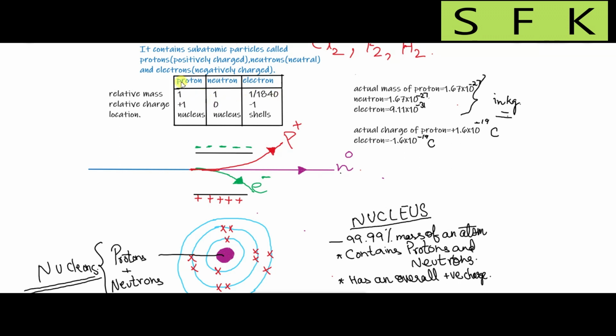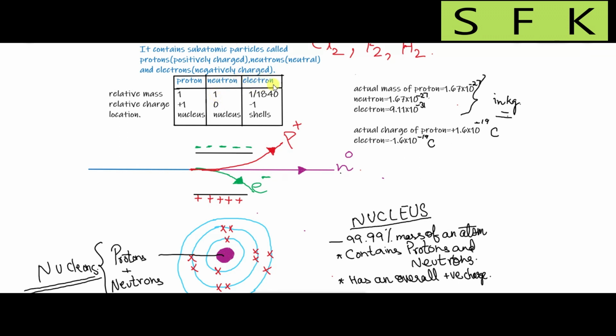and the MCQ paper. Okay, protons. The relative mass of proton is 1. Okay, let me clarify that these are just relative masses and relative charges. They are not the actual mass, nor is this the actual charge. Okay, relative mass meaning proton has a relative mass of 1. Neutron also has the same mass as the proton, so it has a value of 1 again.